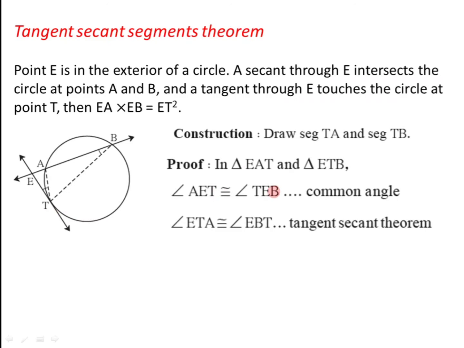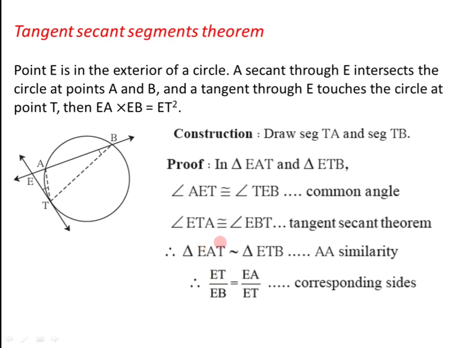Now for these two triangles, two angles of the first triangle are congruent to two corresponding angles of the second one. That's why these two triangles must be similar by the AA test. So triangle EAT is similar to triangle ETB. And we know that if two triangles are similar, then their corresponding sides are in proportion. So if we take side ET, its corresponding side will be EB. So ET divided by EB is equal to EA divided by ET. If we cross multiply, we get ET into ET, that's ET square, equal to EA into EB. So we get EA into EB is equal to ET square. That is what we wanted to prove.